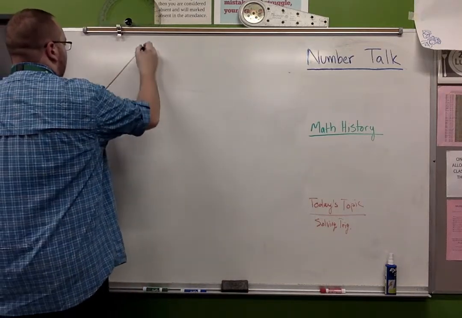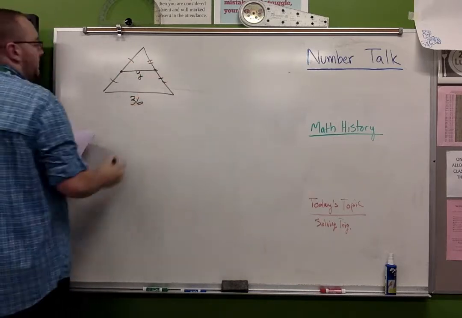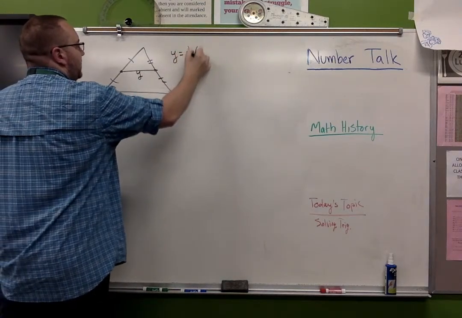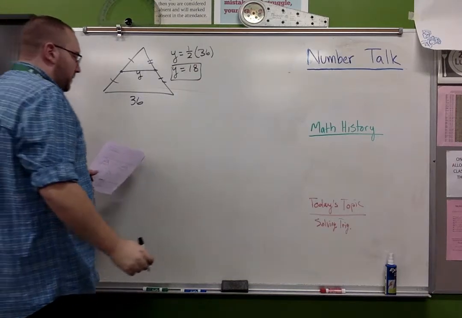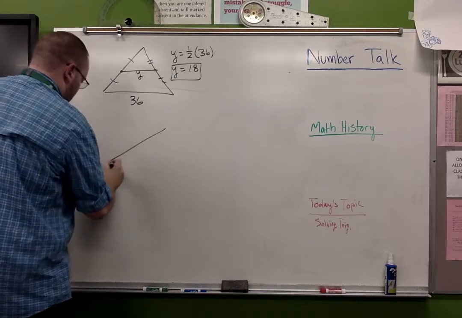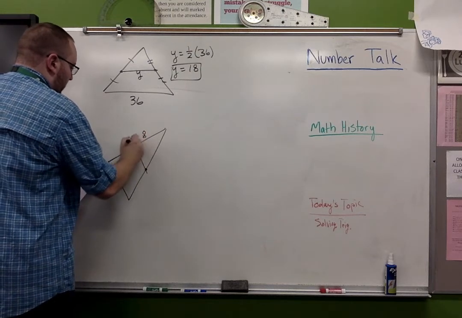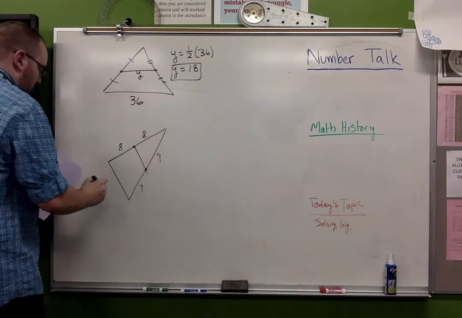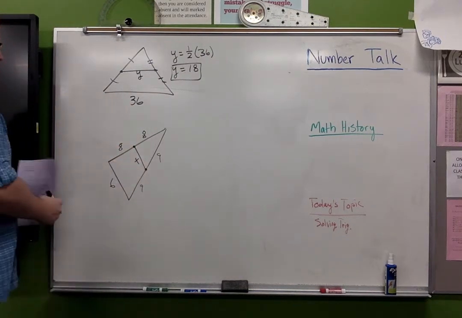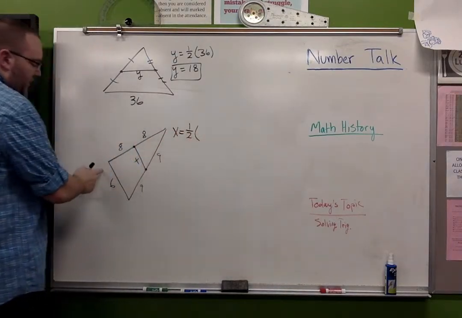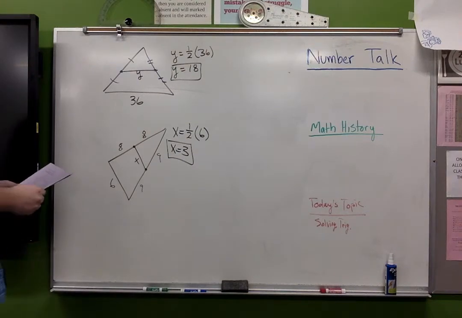Okay, so using that, let's see, we got this triangle here. This is y, this is 36. So what does y equal to? Well, y is half of 36. So y is equal to 18. That's your answer. Next triangle kind of looks like that. This is 8, 8, 9, 9, 6, and x. So this is a midsegment because this is half the length here and half the length here. So x is equal to half of the base side here of 6. Half of 6 is 3, so x is equal to 3.